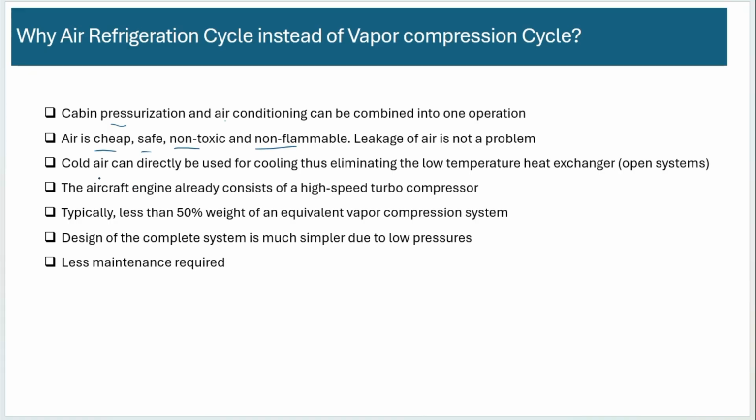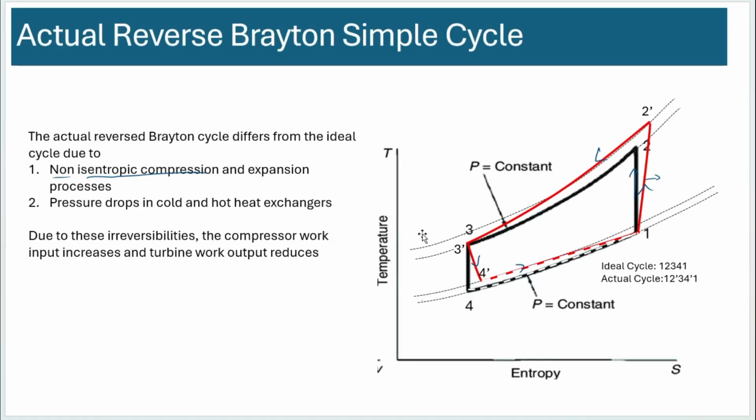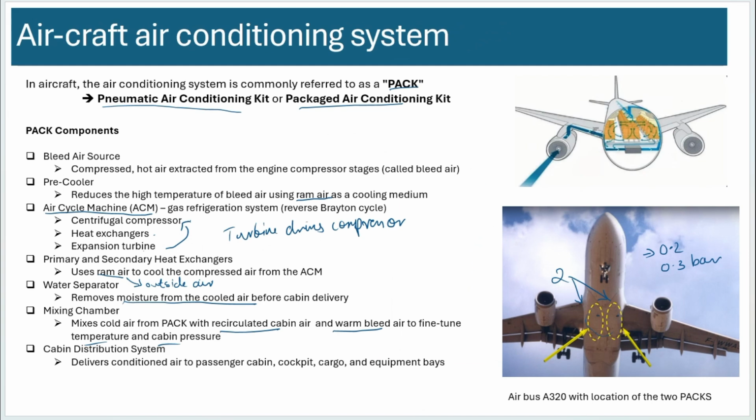And cold air can be directly exposed to people, and it could be directly conditioning the air in the cabin. You don't need an additional heat exchanger for that purpose, right? If we are using something else instead of air, we'll need a heat exchanger in this section, because we cannot expose people to that particular chemical. So instead, we'll expose a heat exchanger, which then cools the air in the cabin. So we can reduce the need for that heat exchanger.